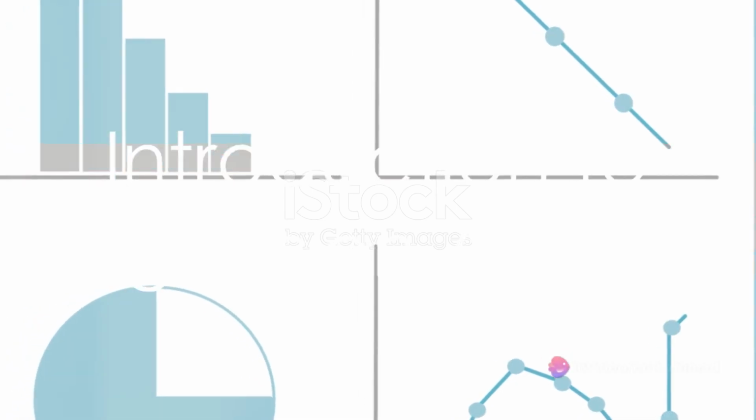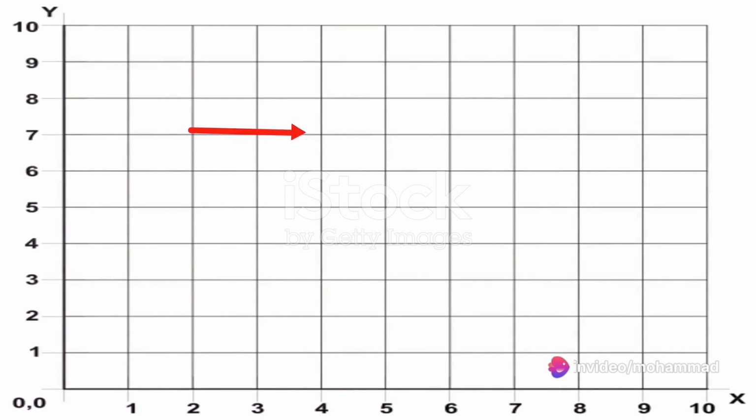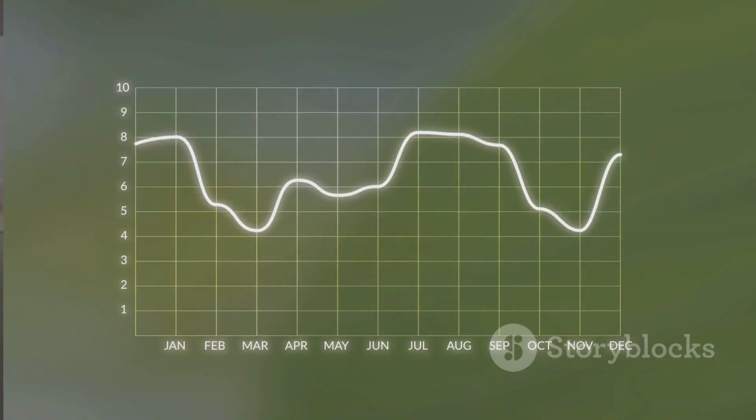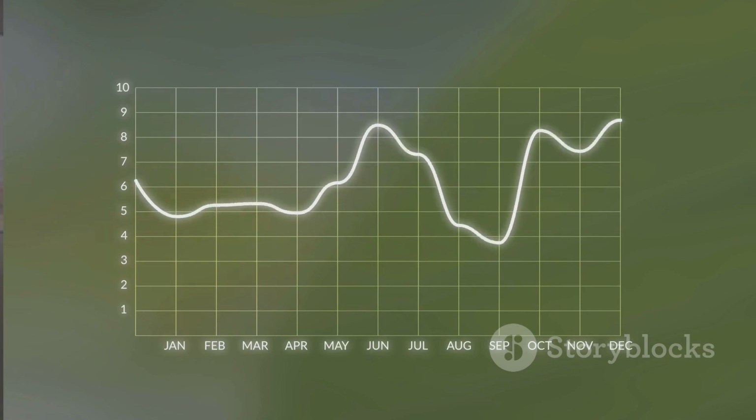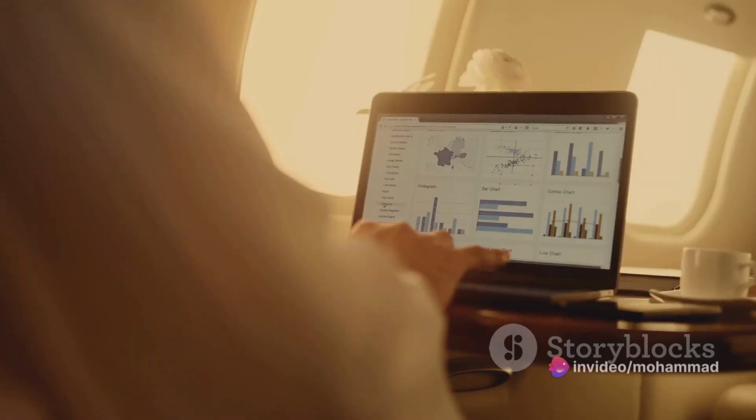Ever wondered how a prediction about the future price of a stock or the likely sales of a product is made? The answer lies in a statistical procedure called regression analysis. Strap in as we embark on a journey to unravel the mysteries of this powerful tool.